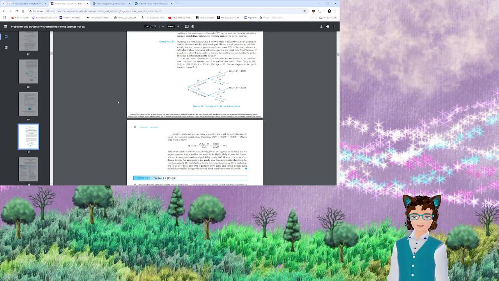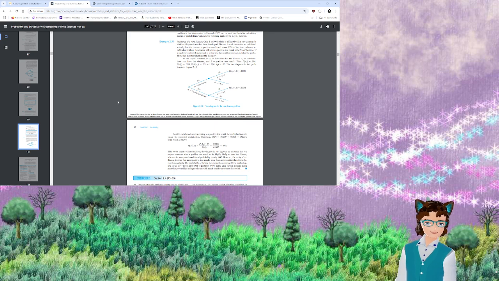Incidence of a rare disease. Only 1 in 1,000 adults is afflicted with a rare disease for which a diagnostic test has been developed. The test is such that when an individual actually has the disease, a positive result will occur 99% of the time, whereas a false positive will only happen 2% of the time. If a randomly selected individual is tested and tested positive, what is the probability that the individual actually has the disease?